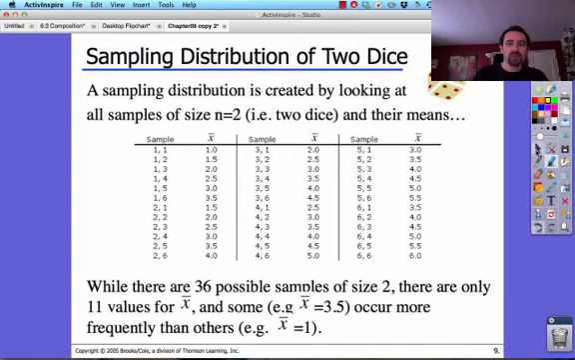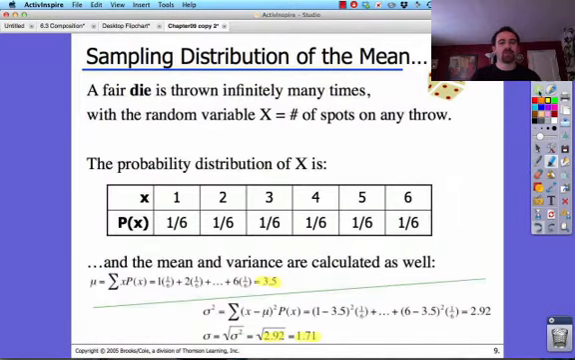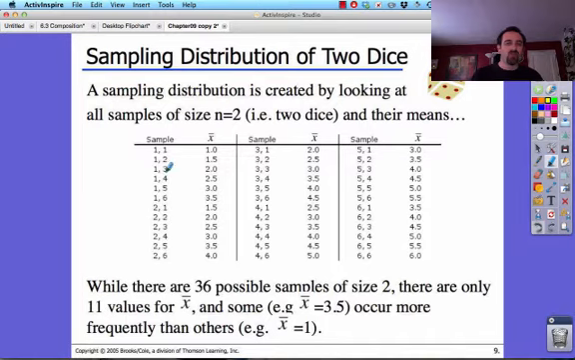Okay, now here's the distribution if I take 2 die rolls and I average the 2 together. The first one here, if I go back, was an individual die roll. I have a 1/6 probability of any particular outcome. Now I have 36 different possible outcomes. Now they're not all the same. You can see that you can get an average of 2 by rolling a 1 and a 3, and also by rolling a 2 and a 2.